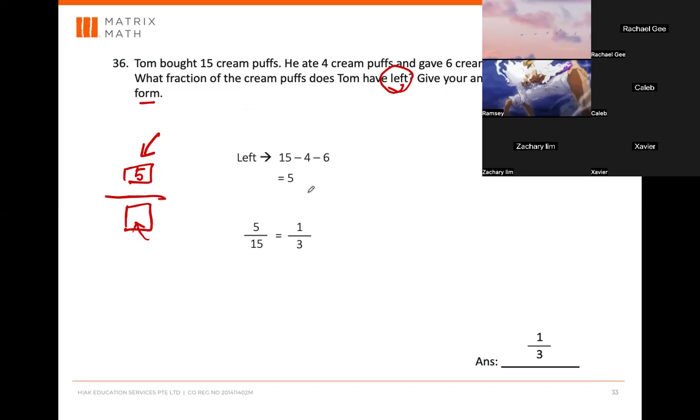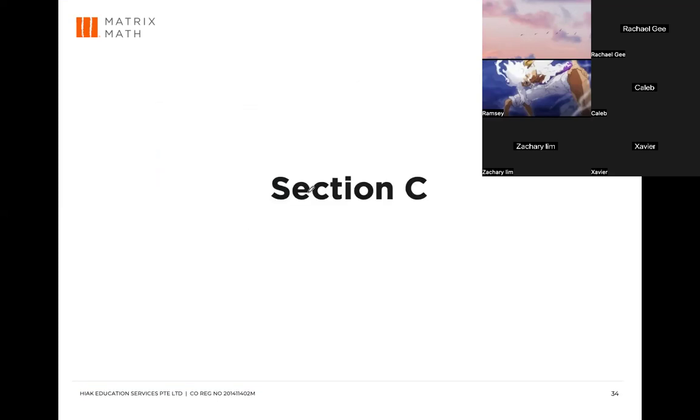So we are moving on to the problem sum questions now, which is section C.